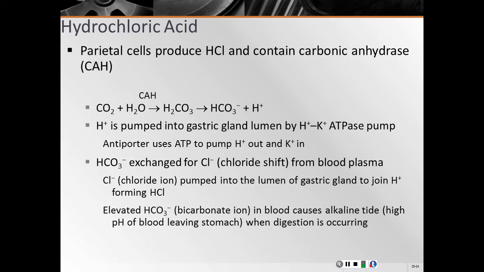Now, the bicarbonate ions, the HCO3, are exchanged for chloride ions from the blood plasma, the same chloride shift that occurs in the renal tubules and the red blood cells, and the chloride is pumped into the lumen as well. So the blood leaving the stomach has a higher pH when digestion is occurring than when the stomach is empty.